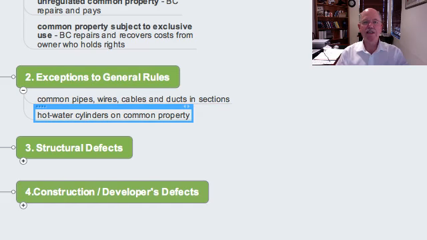When it comes to hot water cylinders on common property, even though they're part of the common property and it seems the body corporate should repair them, the owners who are served by a hot water cylinder and its entire installation must both pay for and carry out the repairs to those hot water cylinders.